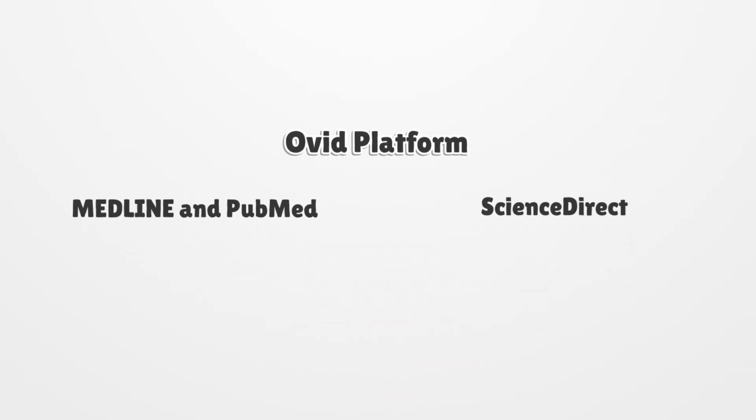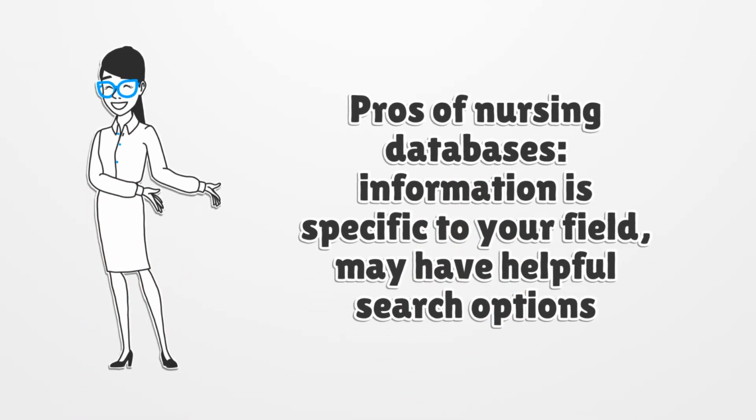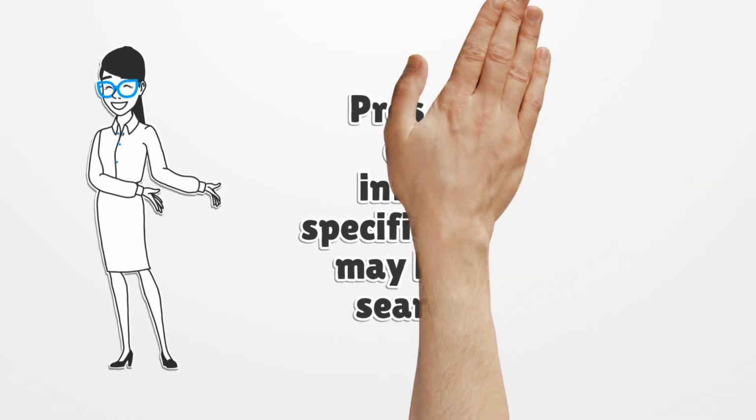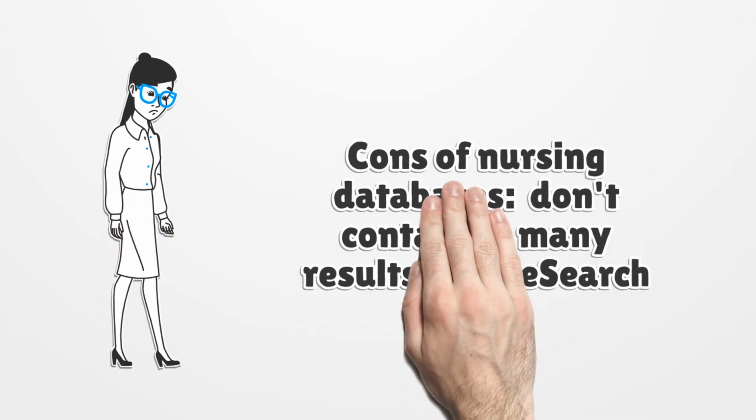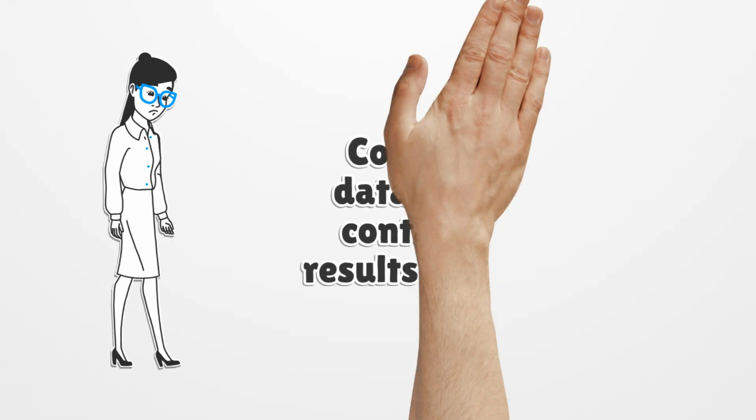CINAHL is not our only nursing-specific database. Some others that you can try are Ovid, which also focuses on nursing, Medline and PubMed, which focus on medicine, and ScienceDirect, which focuses on science. Nursing databases can be very helpful because you know from the beginning that the information will be about your discipline. The drawback to nursing databases is that you usually won't find as many results as in OneSearch because you're searching a smaller pool of information. Give both strategies a try and see which one works best for you.